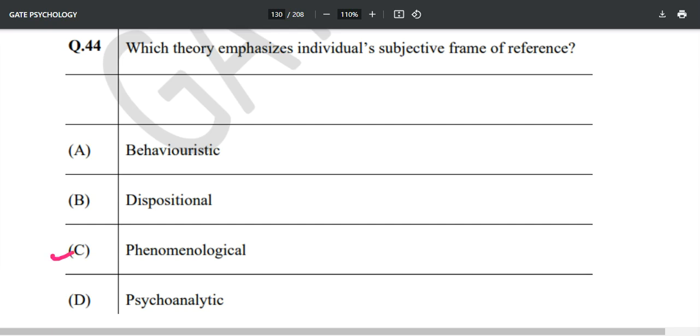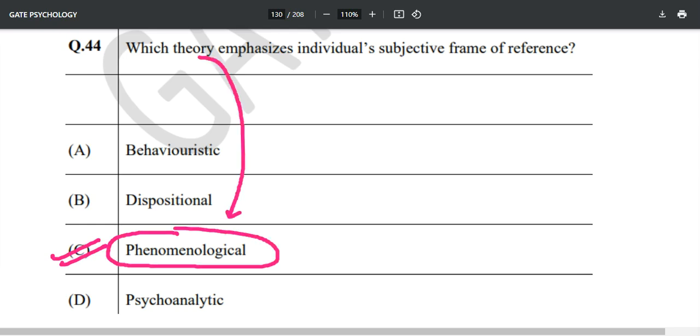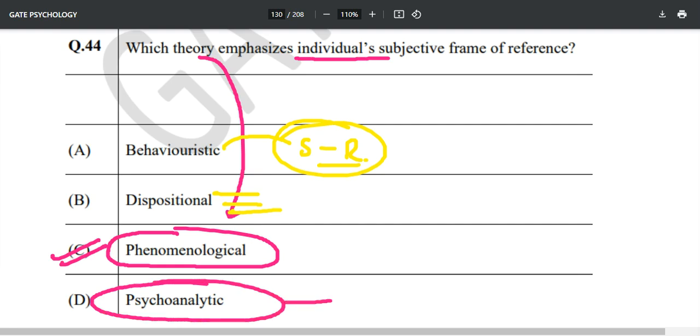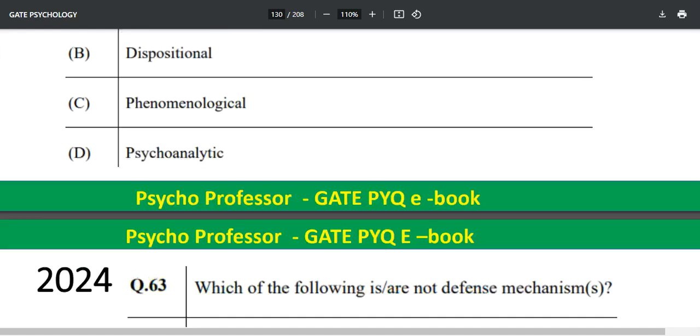Right here, option number 3, the phenomenological theory, is the correct answer, which emphasizes the individual's subjective frame of reference. Behaviorists observe stimulus and response. Dispositional is what you get by birth, the innate things. And psychoanalytic, you already know about. Now moving forward to the next question.